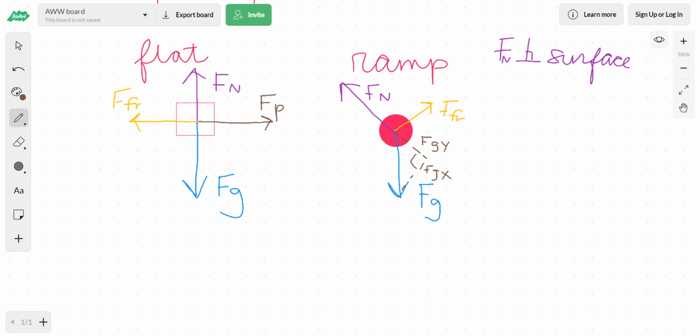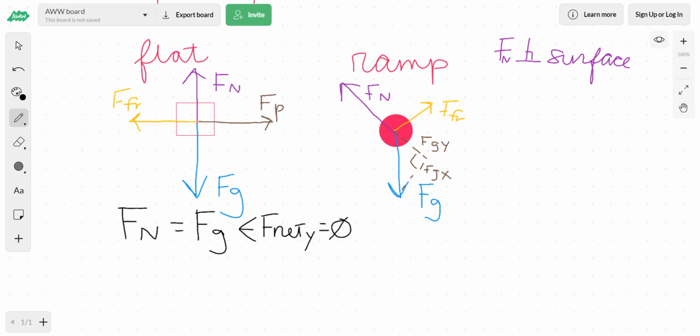Now, what you're supposed to do when you draw these is make sure that your arrows correspond to the relative size. That means that your normal force and your gravitational force on the flat surface, because of what we know about flat surfaces, should be equal to each other. So what this means is that your net force in the y direction is equal to 0.